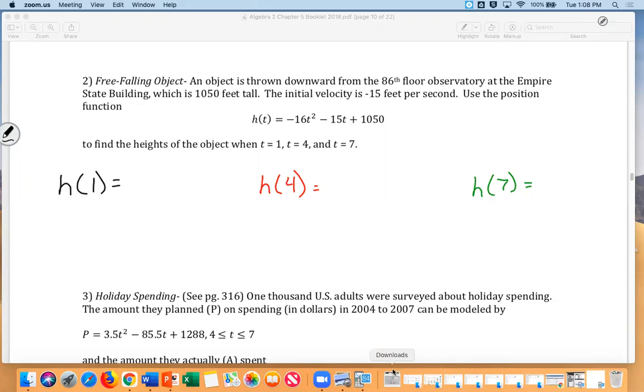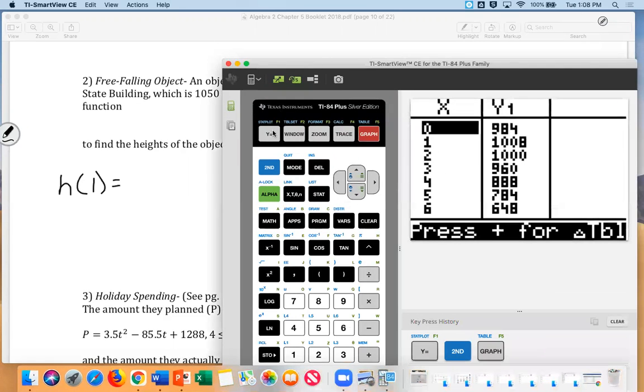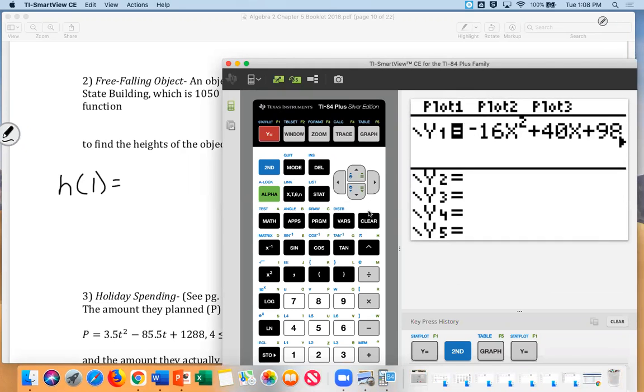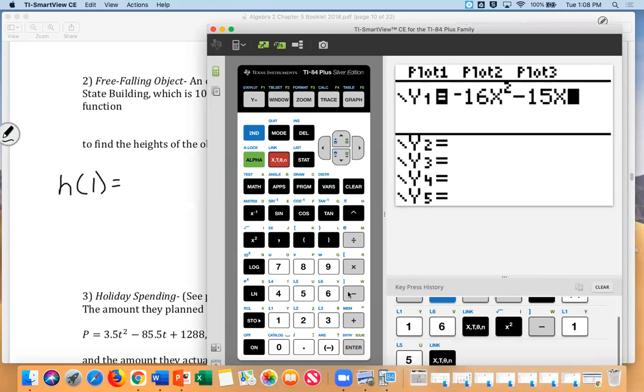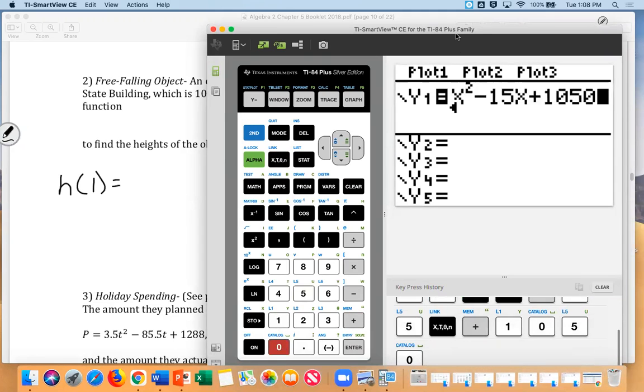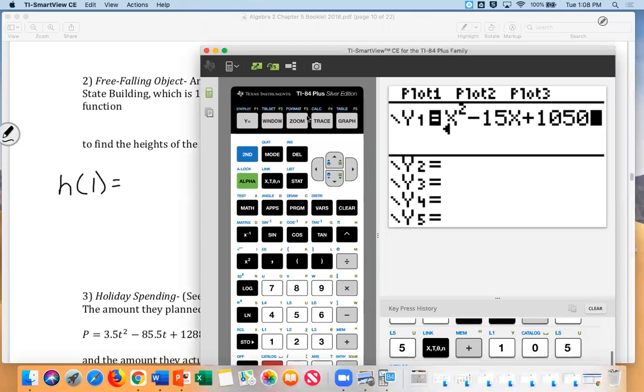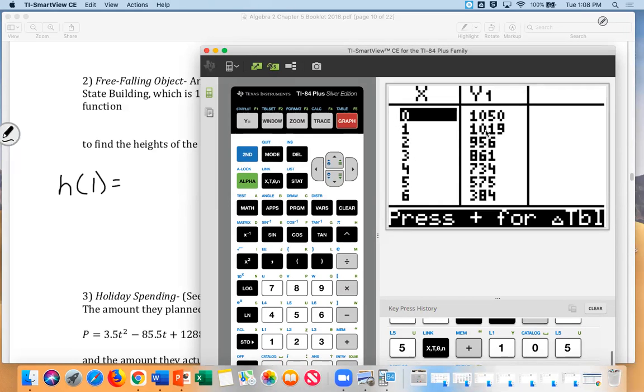All right, so let's see. So you have negative 16x squared minus 15x plus 1050, right? Yeah. And then we're going to go over here to the table. And then did you get 1019? If you didn't, check your equation.